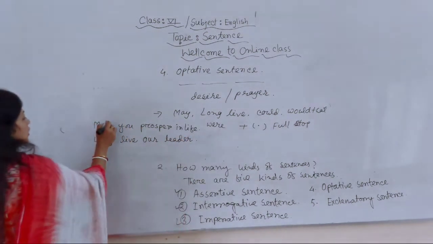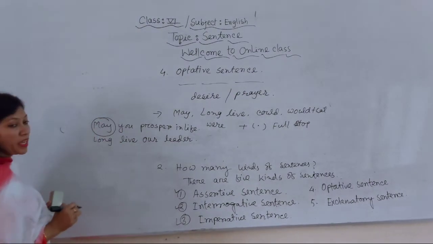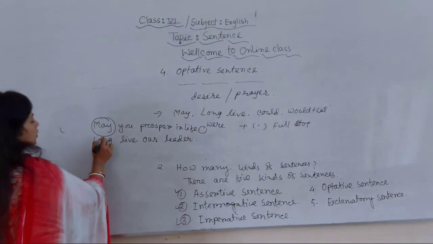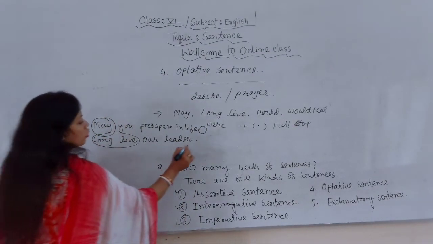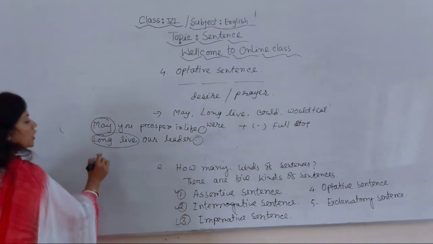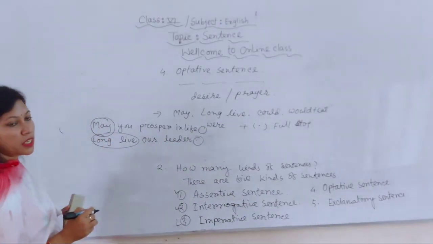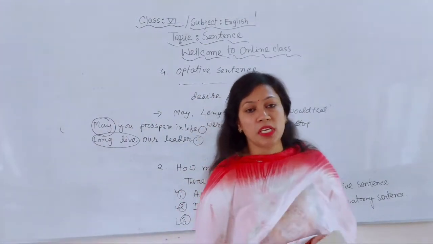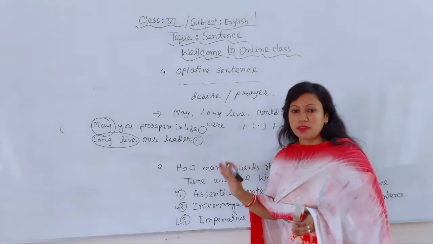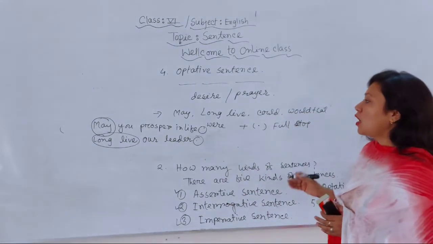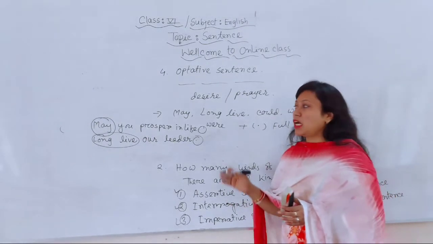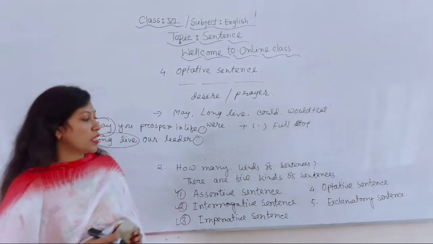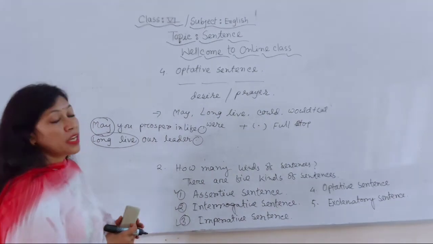Look, students. This sentence starts with may, and lastly a full stop. And this sentence starts with long live, and lastly a full stop. So that's why it's an optative sentence. And these two sentences express desire or prayer meanings. So what is an optative sentence? An optative sentence expresses a desire or prayer meaning. And last of all, we discuss the exclamatory sentence.